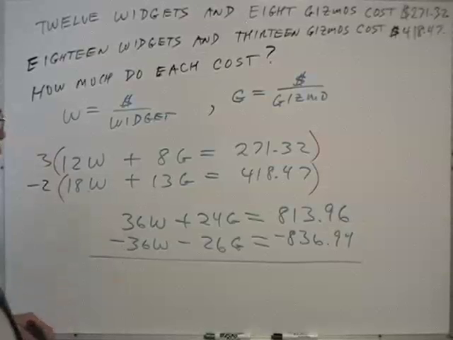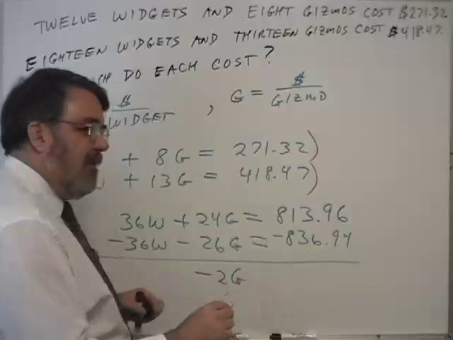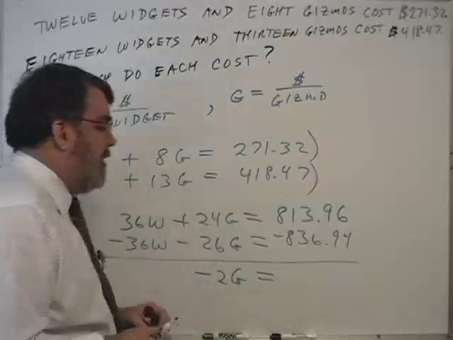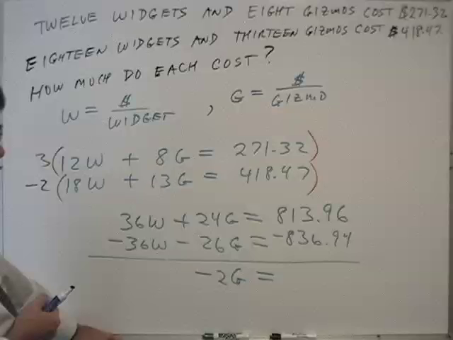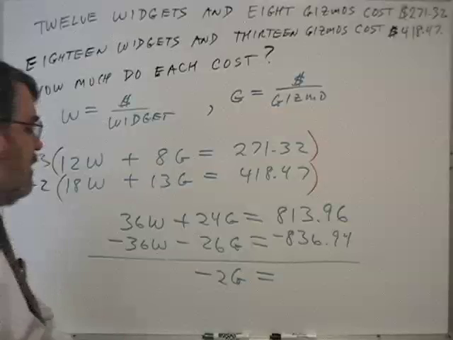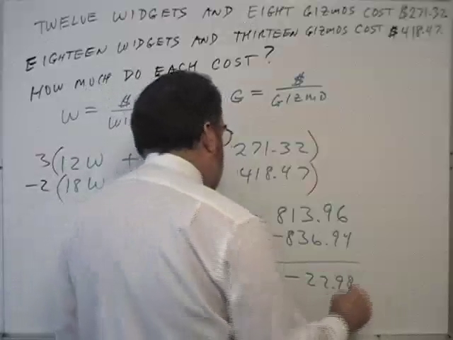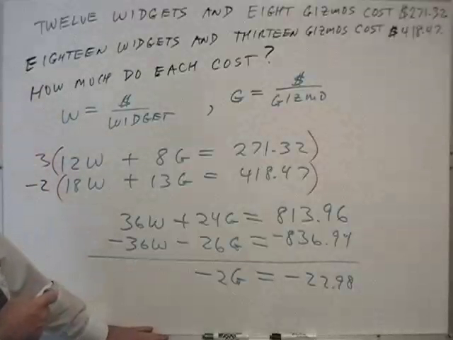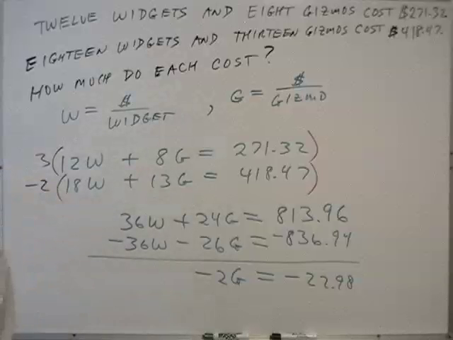W's cancel. I get negative 2g. Oh, I'm glad I got a negative. That gives me a chance to talk about something else. But subtract these, and what do we get? 2298. I think that's negative 2298. Yeah, it looks good because I know what answer I'm supposed to be getting.